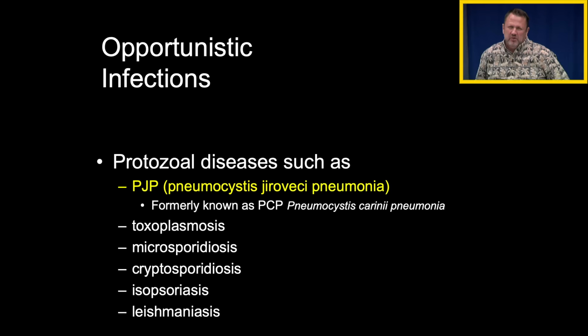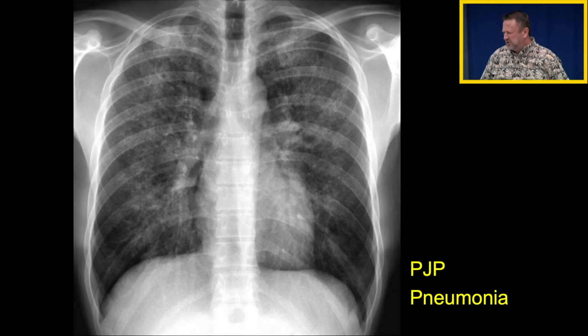We'll see protozoal diseases as well, not necessarily bacterial infections. And the emergence of these protozoal diseases tells us that these are certainly opportunistic because we don't see these commonly in the general population. Pneumocystis jirovecii pneumonia is something that we only see in the HIV population or somebody who's severely immune compromised. Back in the old days, it was called Pneumocystis carinii pneumonia, PCP. Now it's called PJP. I have an x-ray of that.